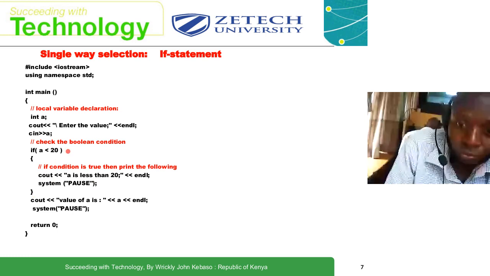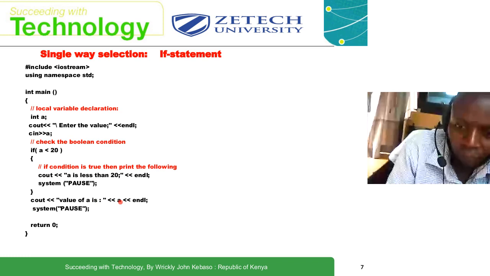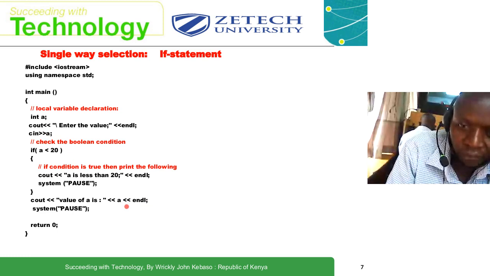Otherwise, if A is more than 20, we don't come inside here. The flow of the program will skip the body and come down below the body, and it will just display the number. Cout "The value of A is", and then we use an insertion operator connected with this cout, and give the variable that we used for entering this value, which is A. So we display the number which is more than 20 with the cursor down, and again we allow the user to see the output by system pause, meaning that the output will stay on the screen of the computer until somebody presses any key on the keyboard.